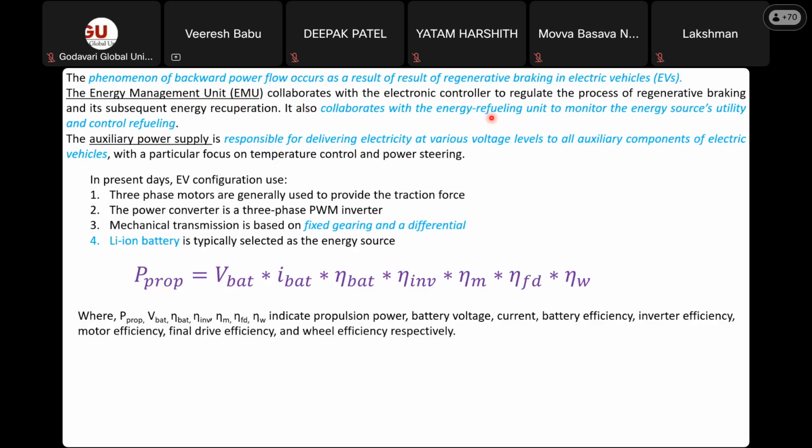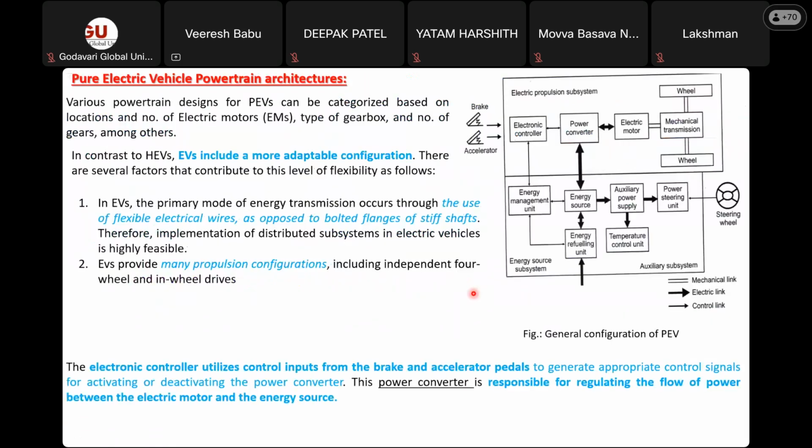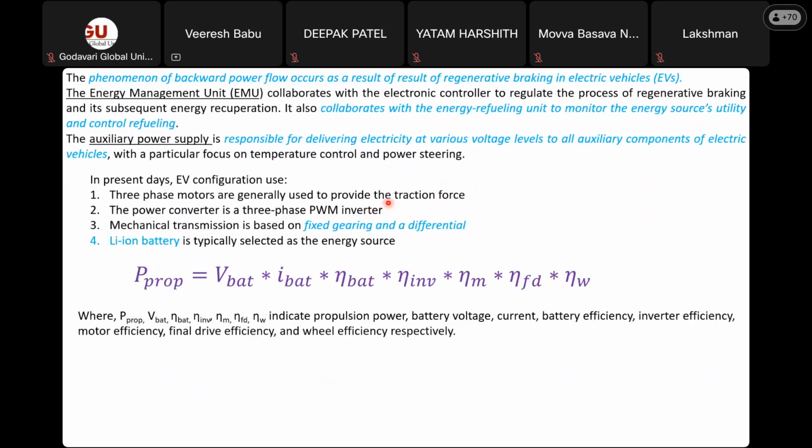Now, the auxiliary power supply is responsible here. If you see, the auxiliary power supply is shown as an element, the auxiliary subsystem, this one. This auxiliary power supply is responsible for delivering electricity at various voltage levels to all auxiliary components like headlamps, AC, power windows, with a particular focus on temperature control and power steering.